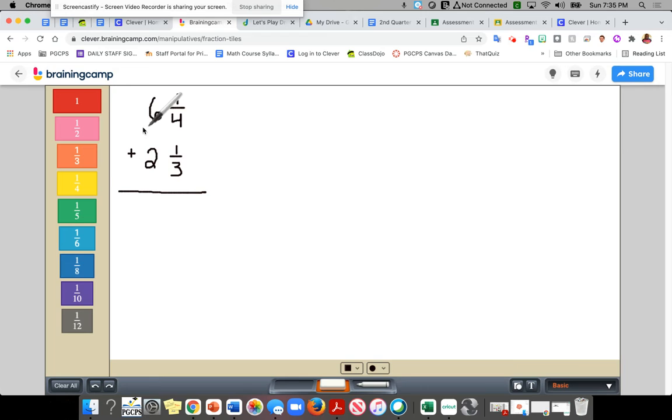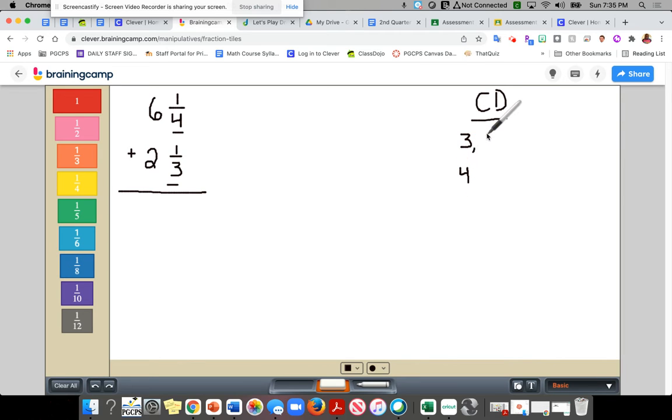So as you can see, both of my mixed numbers have different denominators, the 3 and the 4. So before we can add those, we need to find a common denominator of 3 and 4. So we're finding our common denominator. We're going to list the multiples of 3 and the multiples of 4.